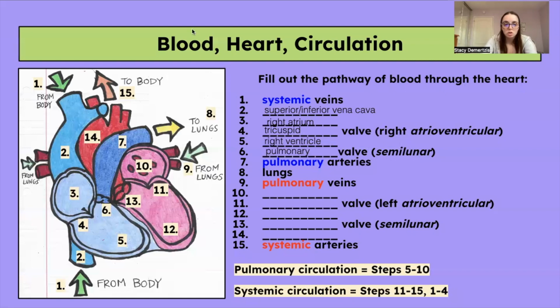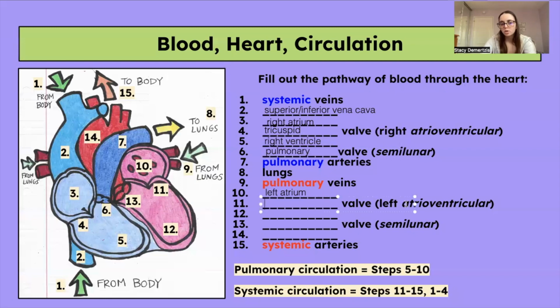And so what structure in the heart gets this newly oxygenated blood? What would we call this? Yep, the left atrium. And again, it's like we're looking at somebody else, so the right is really the left atrium. Yep. And then we have another atrioventricular valve because we're going to go down into a ventricle here.